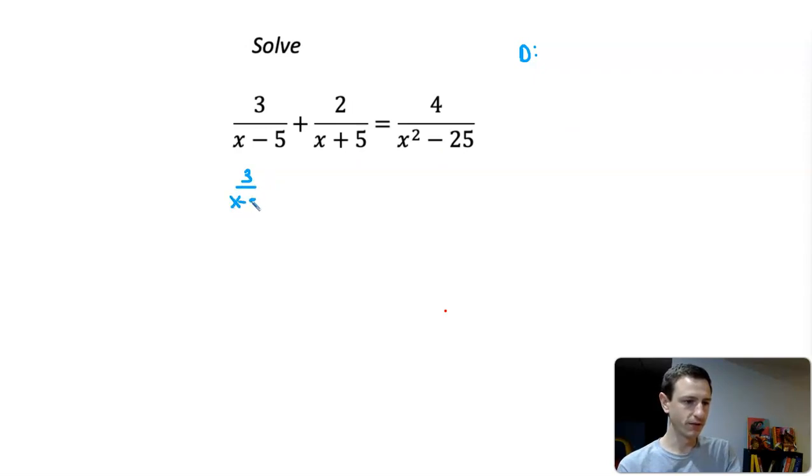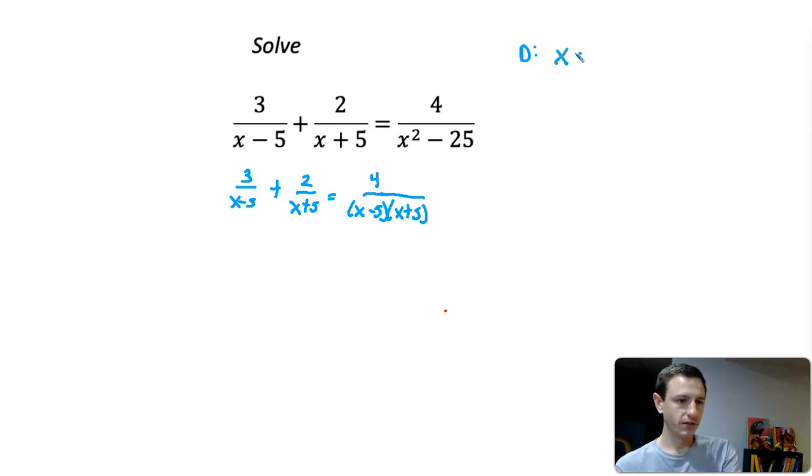So 3 over x minus 5 plus 2 over x plus 5 equals 4 over, and then this is going to be a difference of two squares. So x minus 5 and x plus 5, just factoring a difference of two squares there. x squared is a perfect square, 25 is a perfect square, so x minus 5, x plus 5. So that means that we have this x minus 5 and x plus 5, and those are the same.